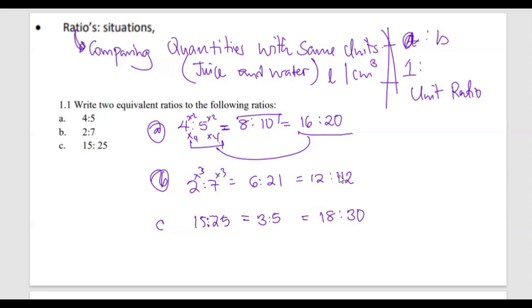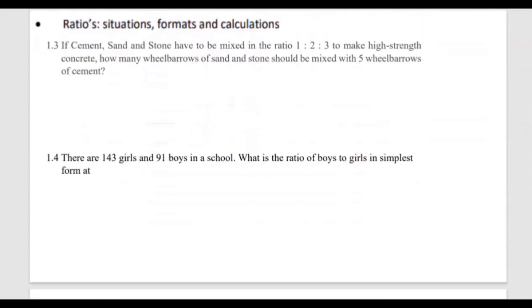Okay, we'll go to the next question. The next question looks at ratios, but in the form of mixing and in word form. It says if cement, sand, and stone have to be mixed in a ratio of 1:2:3 to make high strength concrete, how many wheelbarrows of sand and stone should be mixed with 5 wheelbarrows of cement? So here we go, 5 wheelbarrows. How many wheelbarrows of sand and stone will be mixed?